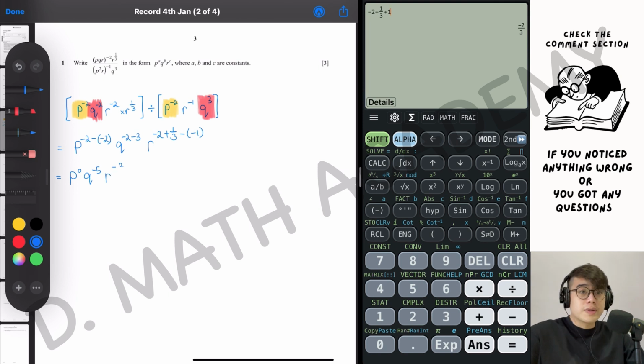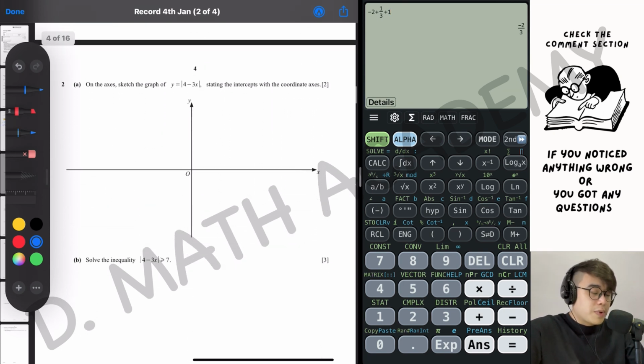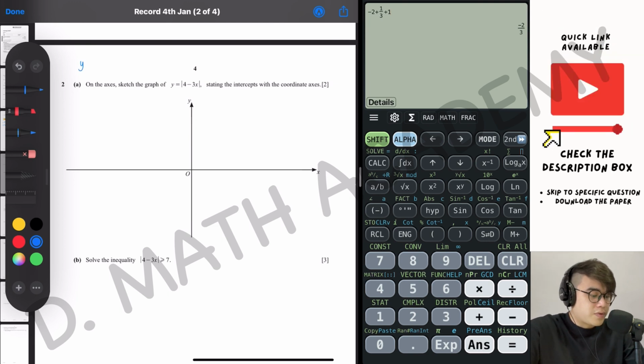Okay, pretty straightforward and easy question for 3 marks here. Let's go on with the next question. Okay, modulus function graph. To make your life easier when you're illustrating this graph, always ignore the modulus function first. So all you need is 4 minus 3x. Then construct the coordinates that might help you to illustrate the graph.